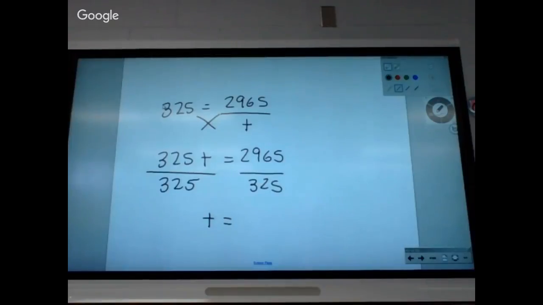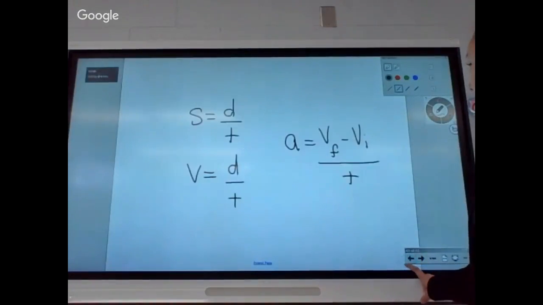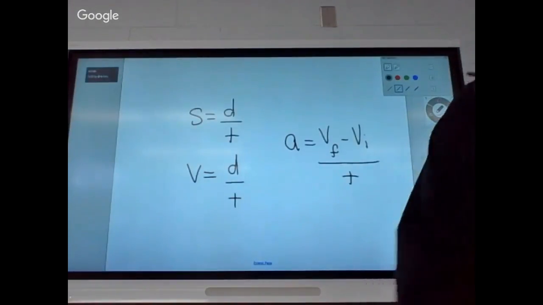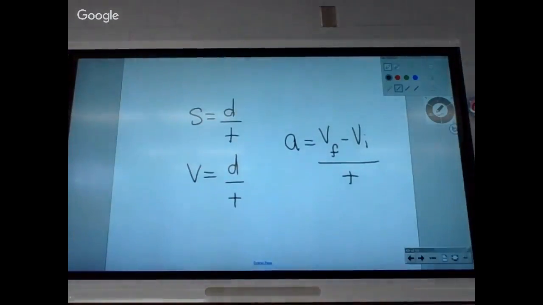Alright, so this one's asking you for what? What is the shuttle acceleration? Virginia, touch the board for a second, and then go back to where the formulas are. I'll come back in a second, it's just slow. It's got to wake up. Use the blue arrows. There we go. Alright, see the acceleration formula up there? You've got to use the acceleration formula.